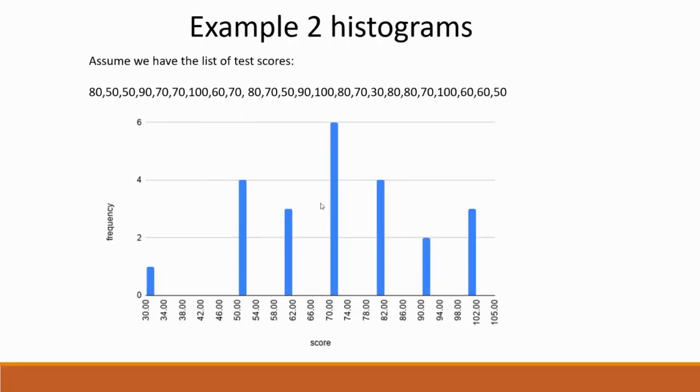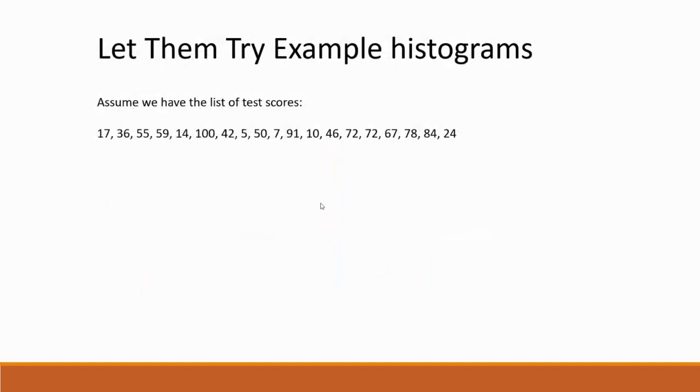So we have that example. This one originally I was going to let everyone try. I did skip over it, and I did it with the other class, so I'll do that with you as well. So basically here we're saying, let's suppose we have this list of test scores. We want to make a histogram for it, okay?